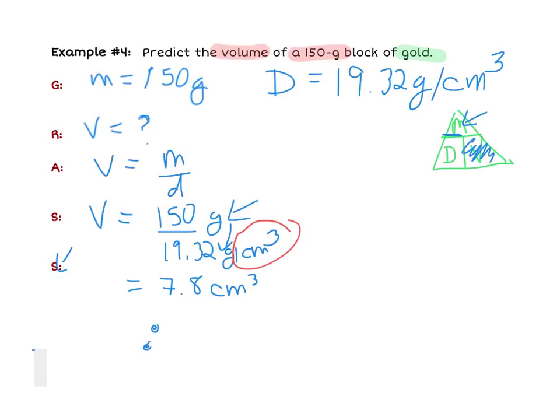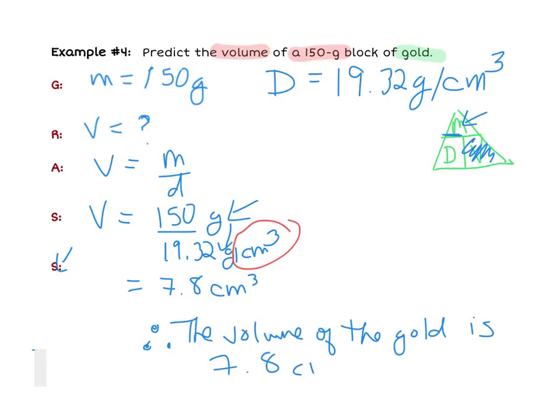So therefore, the volume of the gold is 7.8 cubic centimeters, which is probably worth a lot of money.